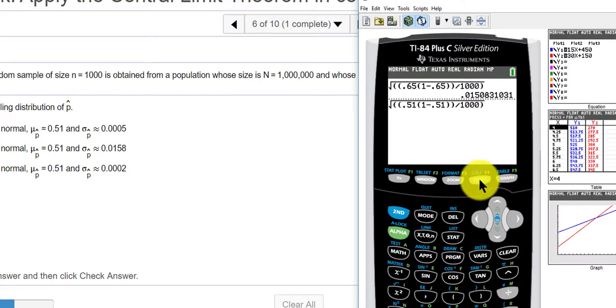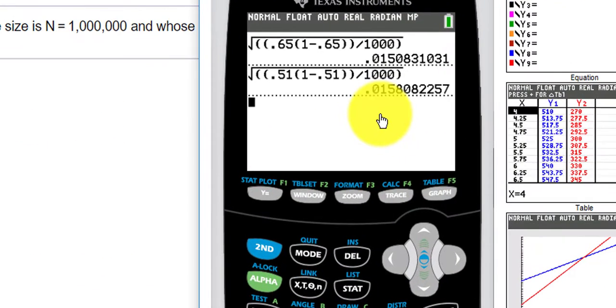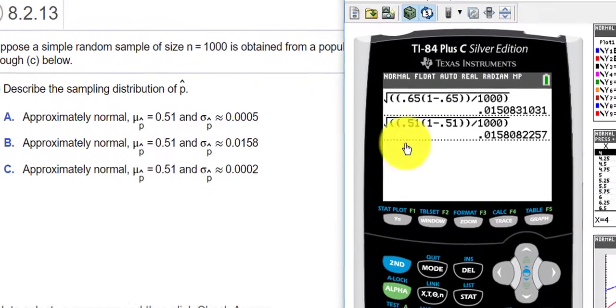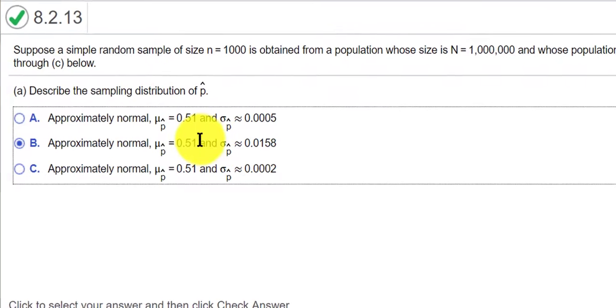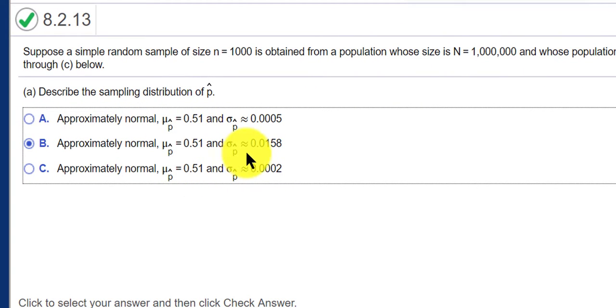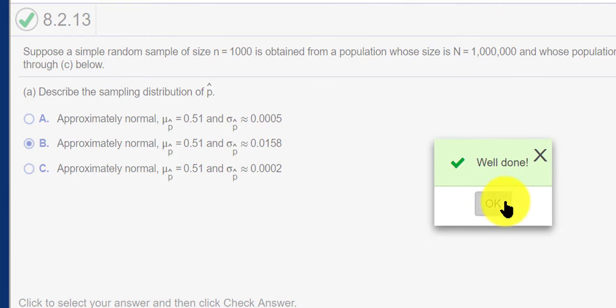So when I press enter here, it looks like I get 0.01581, because I believe we have to round to 4 decimal places. So, okay, I feel good about that. That's one of our choices, 0.0158. Right, 1, 2, 3, 4 decimal places. So I'm going to select answer B. All right, so our standard deviation and kind of our mean. Press final check, and we get a well done.